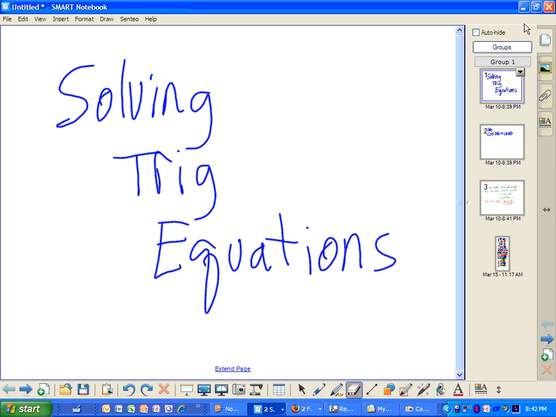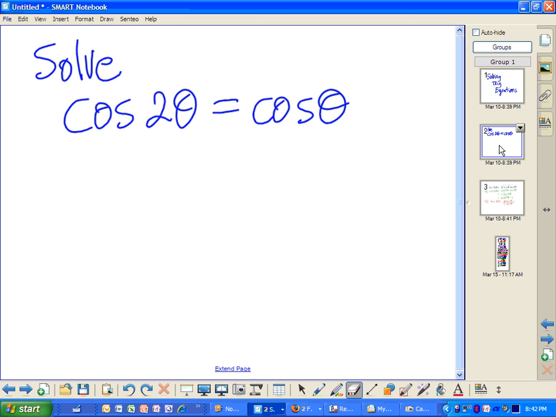We're going to solve a trig equation. Here it is. Solve this: cosine of 2 theta equals cosine of theta. Now if we had a calculator, we certainly could just graph this. Graph the left side and graph the right side, figure out where they intersect. We're going to solve this by hand.